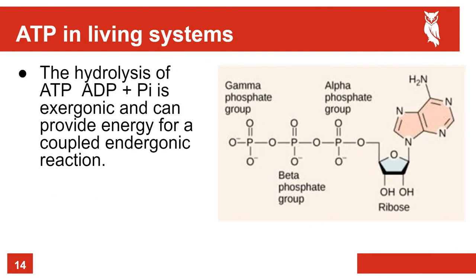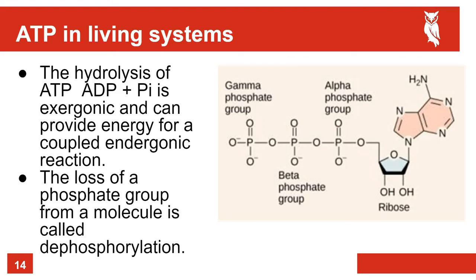ATP, again, this is the energy currency of the cell. The hydrolysis of ATP to ADP and an inorganic phosphate is exergonic. That means it does what? It releases energy. It can provide energy for coupled endergonic reactions. The loss of the phosphate group, specifically this gamma phosphate group, is called dephosphorylation.